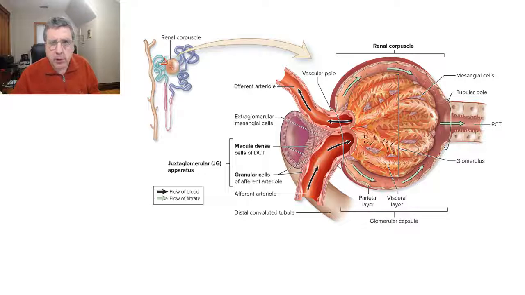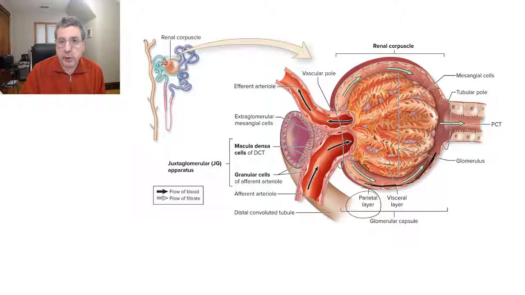Well, the glomerular capsule also has something like that. Not serous membranes, but you have the inside layer of the capsule in here. This is your parietal layer of the glomerular capsule. The visceral layer lines the capillaries.